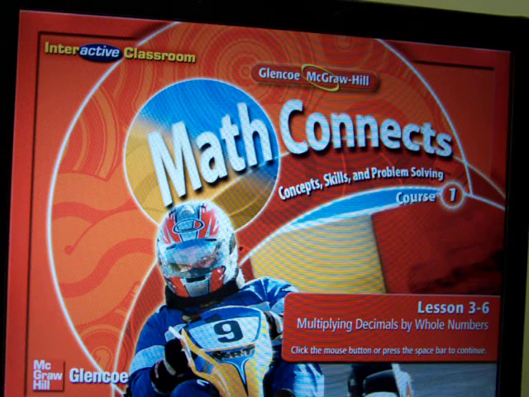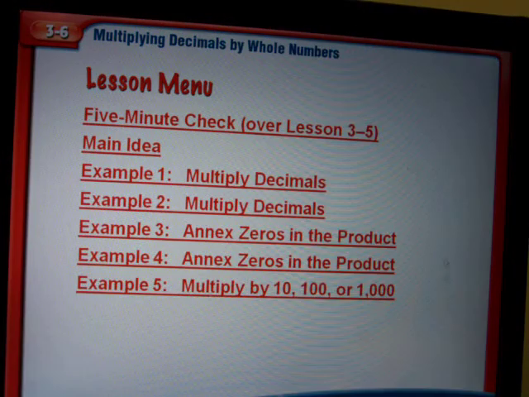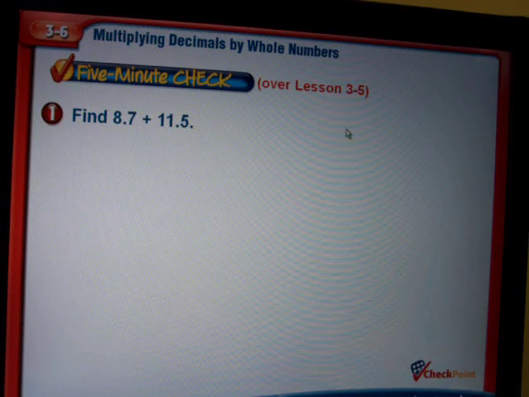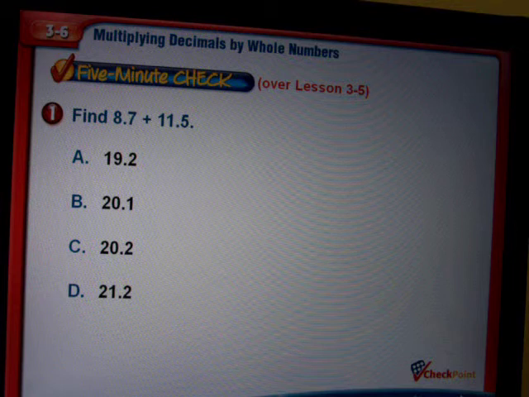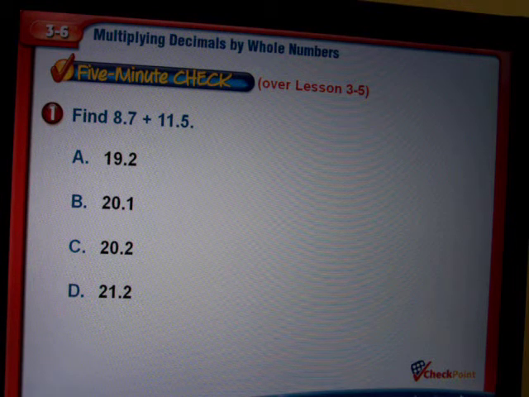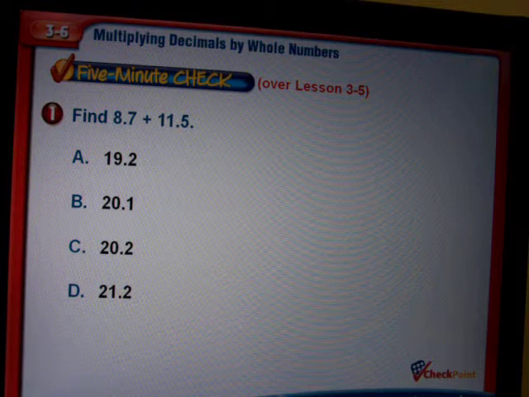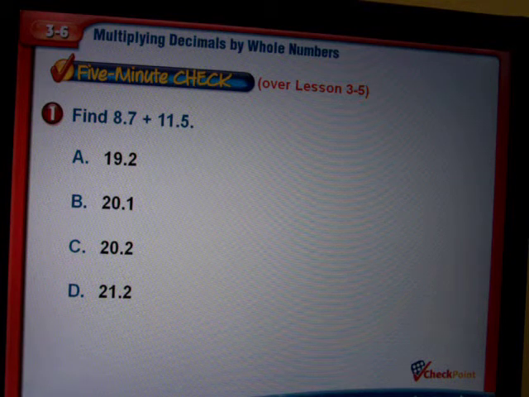It's Chapter 3, Lesson 6, dealing with multiplying decimals by whole numbers. But before we get into that, let's see what you remember from Lesson 3.5. Find 8 7/10 plus 11 5/10. Is it A, 19 2/10, B, 20 1/10, C, 20 2/10, or D, 21 2/10?